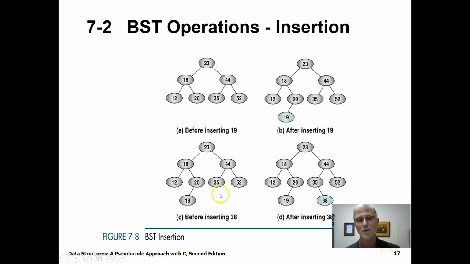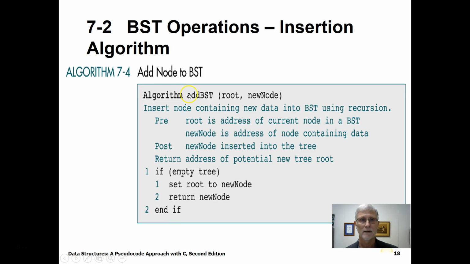If I wanted to add the number 38 to this list, what do I do? I compare 38 to 23, it's greater. It's less. It's greater. So all you're doing is following the tree down, looking for that leaf node that follows the pattern, whether it's greater than or equal to its parent. So insertions are relatively straightforward. Now, here's the code a little bit. If you've got an empty tree, set it to a new node, return.